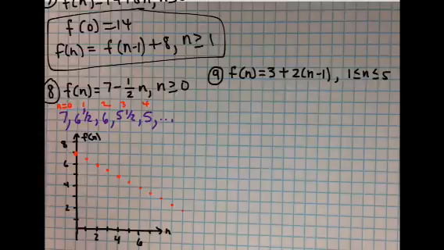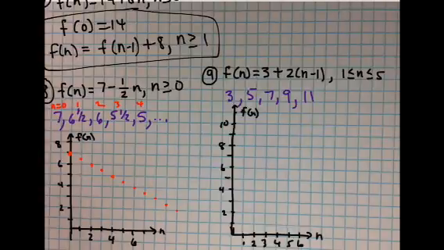Alright, for number 9, they're asking you to go from n equals 1 to n equals 5. So when n is 1, f of n is 3. So this would be 3. And we're adding 2 each time. So 5, 7, 9, and 11. Okay, so there's 1, 2, 3, 4, 5 numbers. And that's what we're going to graph.